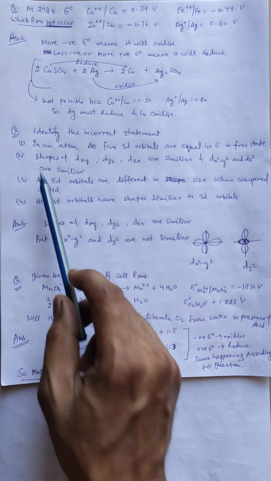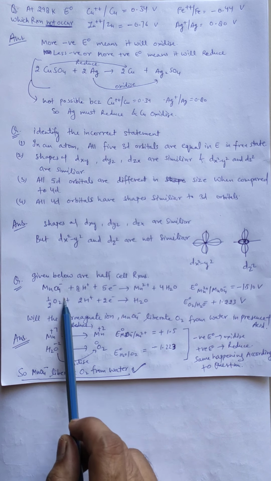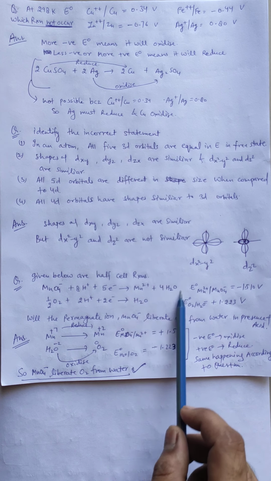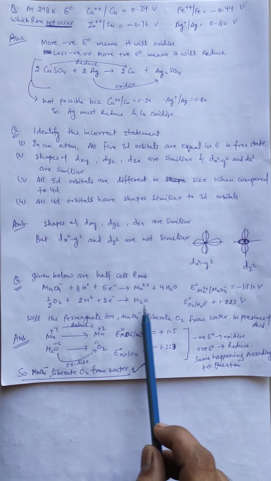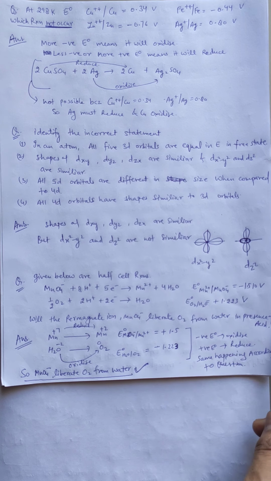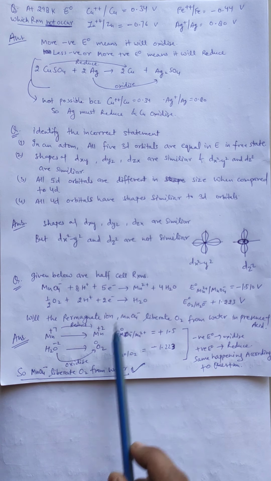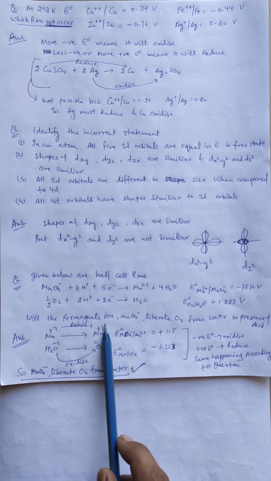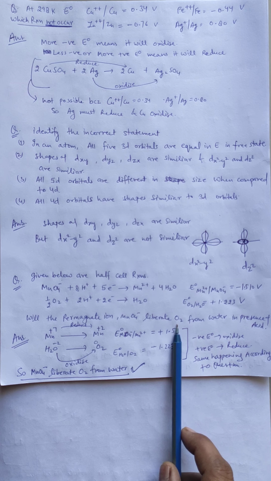Now the next is given below are half cell reactions. MnO4 negative plus 8H positive plus 5 electron gives Mn2 positive plus 4 H2O, E naught reduction given. The second is also given: half O2 gives H2O, and E naught reduction given there. So we have to find out which reaction is going on. Will the permanganate ion, this MnO4 negative, liberate oxygen?